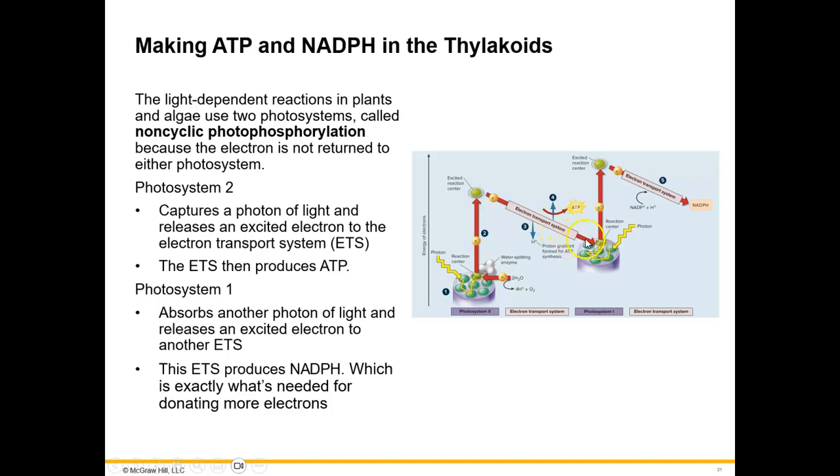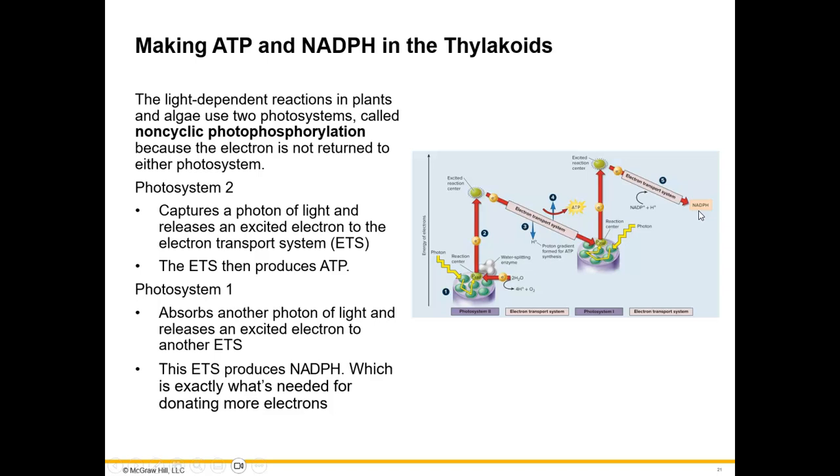Our electron continues. So now we've got an electron that has landed in our photosystem 1 along with a new photon, and that is going to go on to become an energized electron that will be passed on to another electron transport system. But the goal of this second electron transport system is not to make ATP, it's to use those hydrogen ions and attach them to NADP+, so we have NADPH, which will be an electron donor in the Calvin cycle.